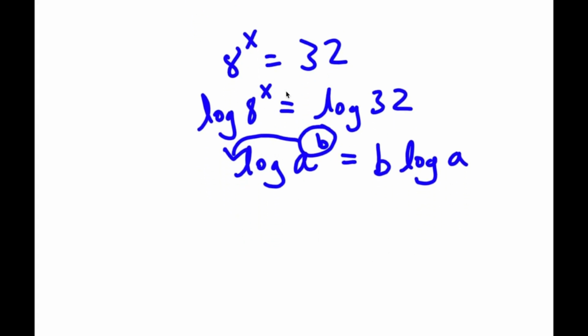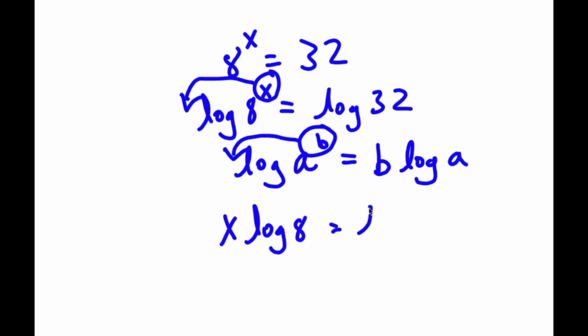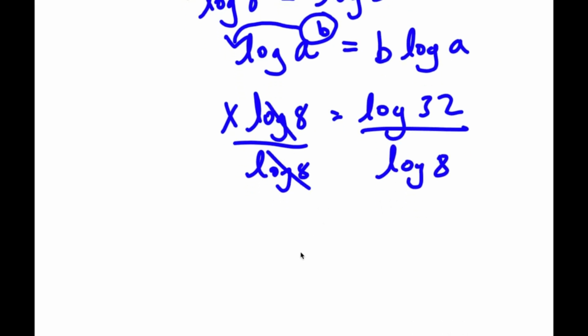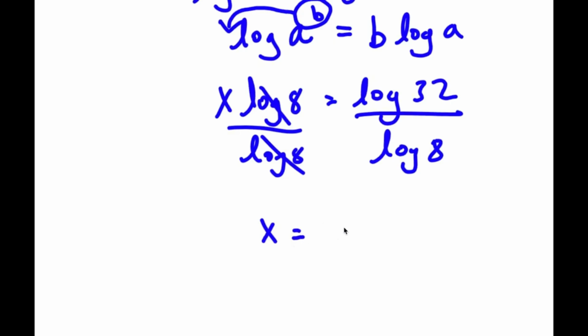So log a to the power of x here, I can move my exponent x here to the front, so this is going to equal x times log 8. Now this is equal to log 32. Now I can divide log 8 on both sides. These two will cancel out, so I'm left with x is equal to log 32 over log 8.